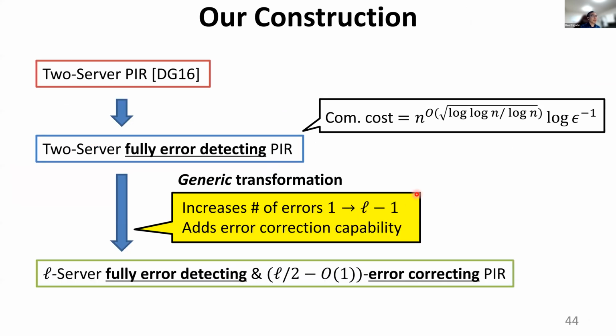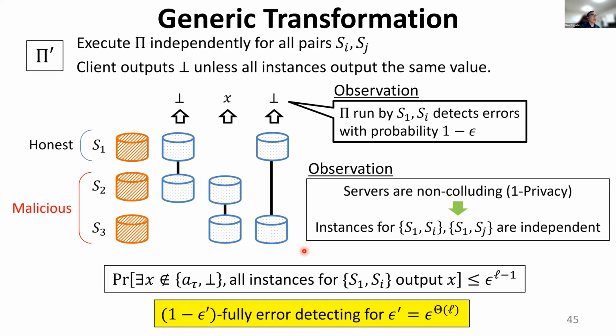So now we go to the next step. We have shown our two-server 2D error detection PIR. To construct an L-server scheme, we propose a generic transformation which increases the number of detectable errors and also adds error correction capability. Here we focus on a simple case of transformations from 2 to L servers. In this case, our transformation is very simple.